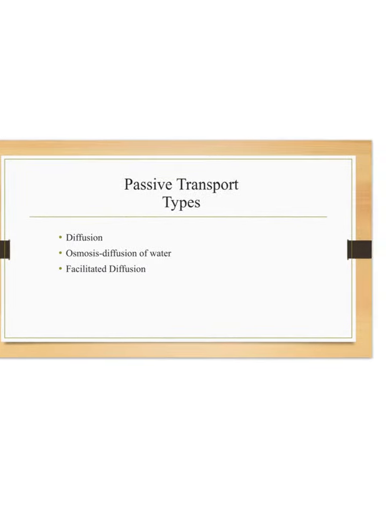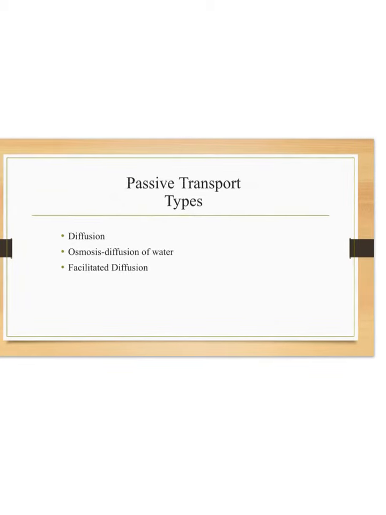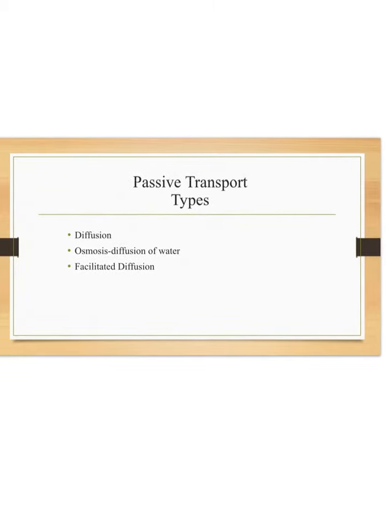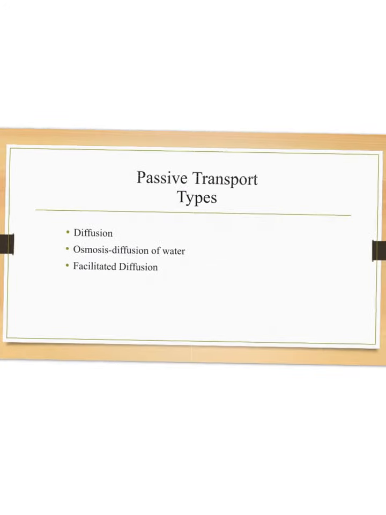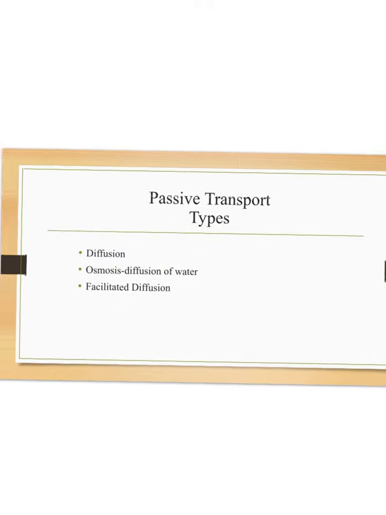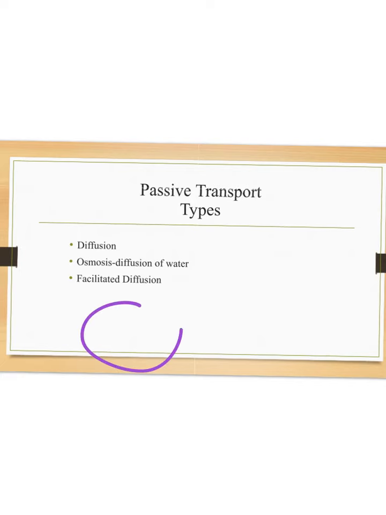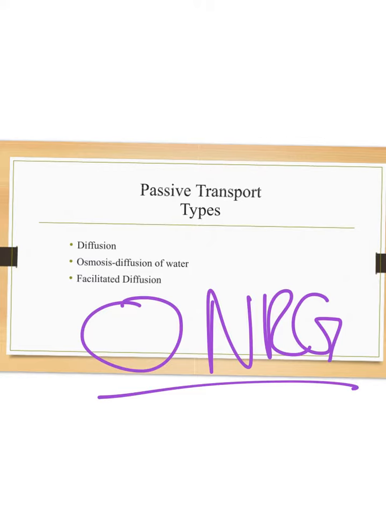So when we talk about the different types of passive transport, I'm going to just do this. Sorry, guys. Osmosis, diffusion of water, and facilitated diffusion. Zero energy. No energy used.